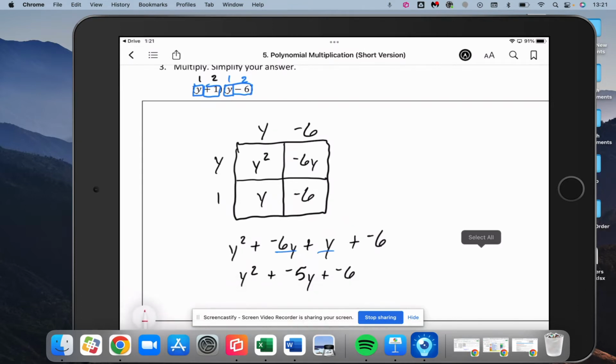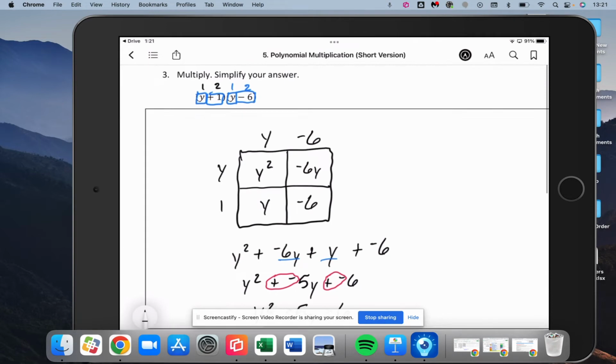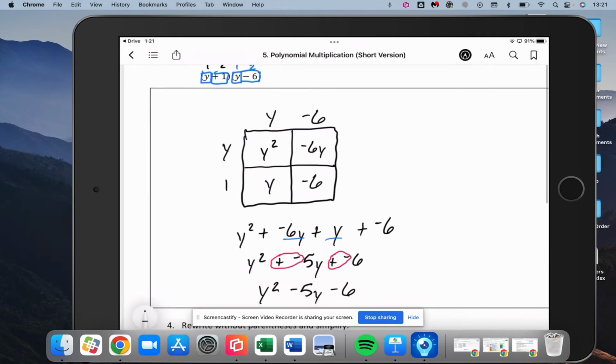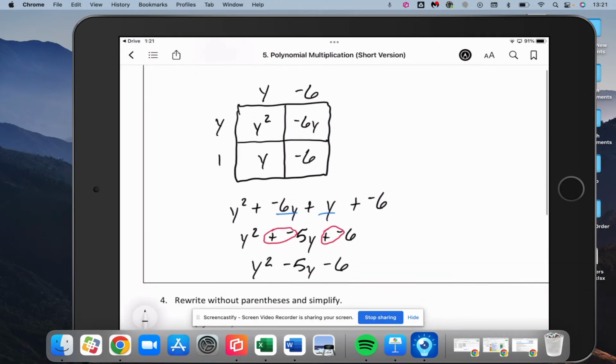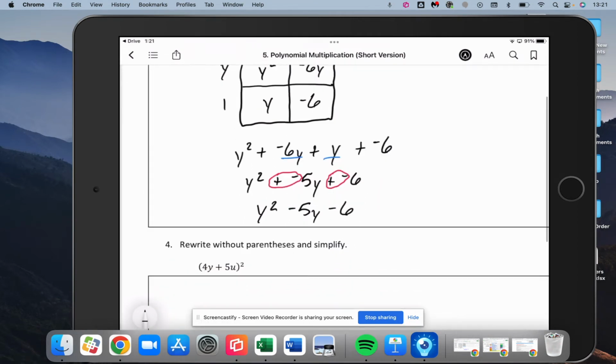And then I need to recognize again, as with the last problem, that I have a conflict here, and I have a conflict here. So a positive and a negative will make a negative. So I get y squared minus 5y minus 6. And again, if you're a person that has a different method, like some people like to do FOIL or monkey face or whatever for a problem like that, feel free. I'm not going to do that. I'm going to use my area model. So there's that.